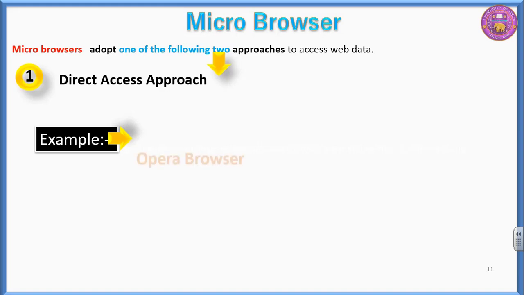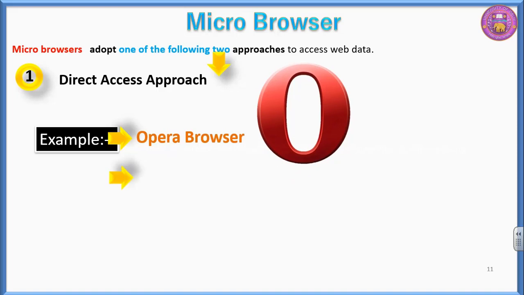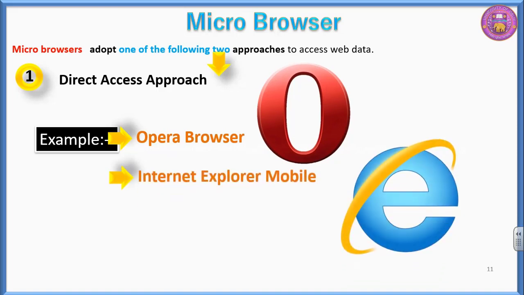The example of direct access approach is Opera browser, and the second one is Internet Explorer Mobile. Both these browsers make use of direct access approach.